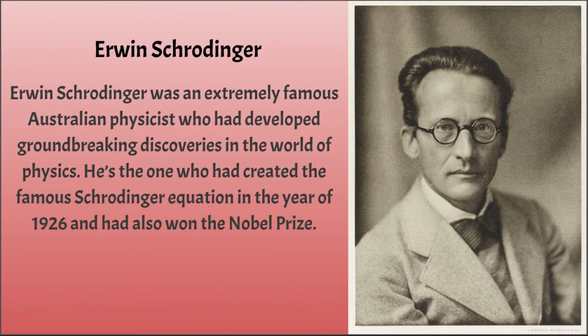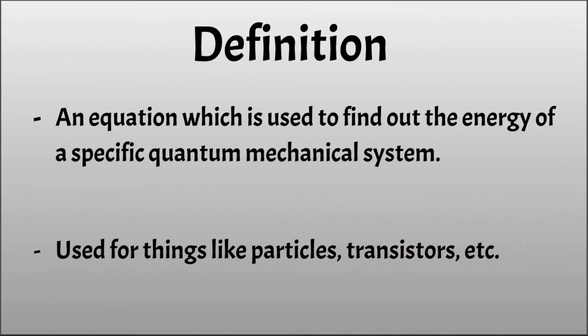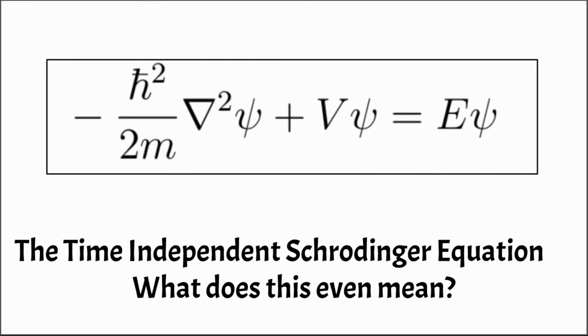and particle physics. So what is the Schrodinger equation used for? It's used for things like atoms, transistors, and other different particles. The equation helps us determine the energy of that specific quantum mechanical system. This is the time-independent Schrödinger equation, which basically means it doesn't have time.